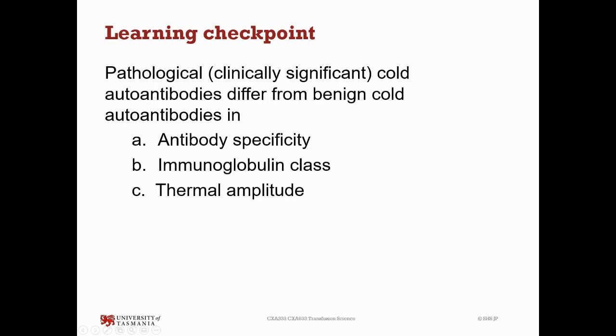So the answer is they differ in their thermal amplitude. Cold autoantibodies, apart from PCH, are IgM class. Their antibody specificity is usually either of the I blood group system, or they can be the HI combined. So it is their thermal amplitude. Lots of people have a benign cold autoantibody, but because they don't react at greater than 30 degrees, they're not clinically significant.